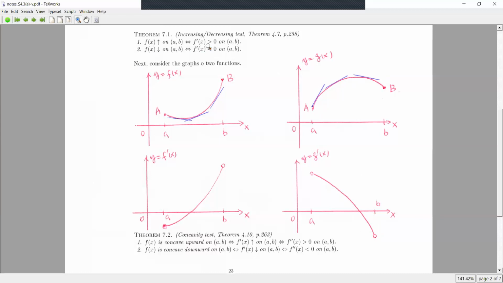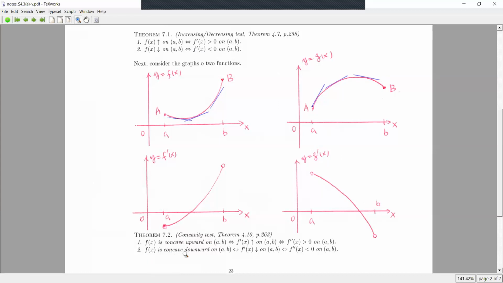So by the increasing, decreasing test, when a curve is decreasing, the slope of the curve is negative. So the slope of this curve is negative. The slope of this curve is the derivative of this guy. That is the second derivative of g. So when a curve is concave down, the second derivative is less than 0. So we have the second part of the concavity test.